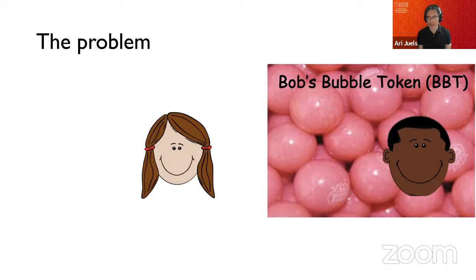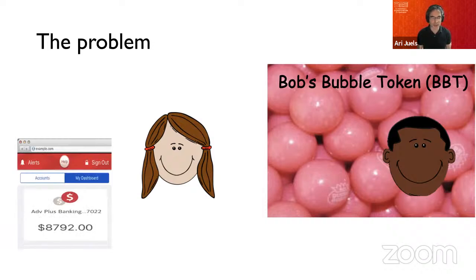Alice comes along and she'd like some of Bob's Bubble Token. But Bob is a conscientious guy. He doesn't want just anyone buying his bubble token, and in particular, anyone who doesn't really have the financial means to participate in the ICO. So Bob requires that in order to participate, you need to have at least $5,000 in liquid assets.